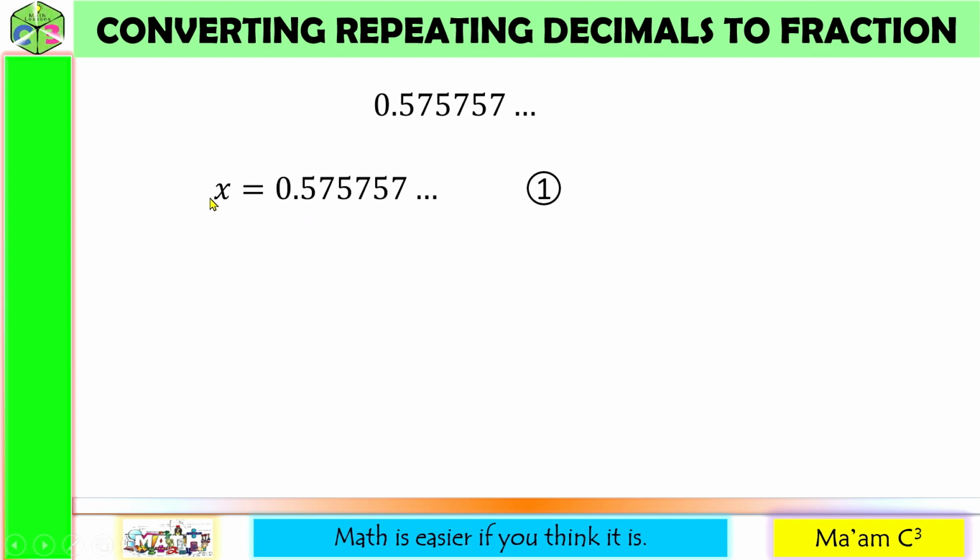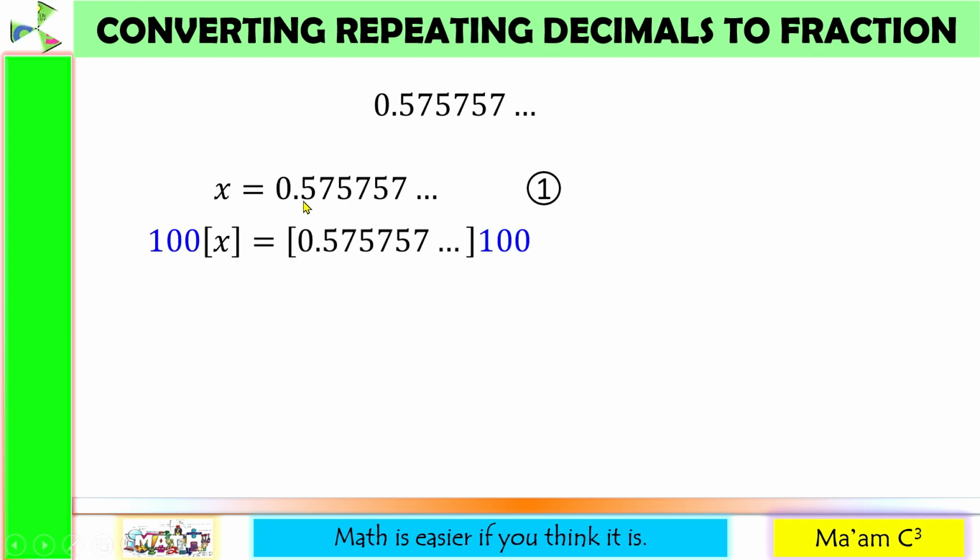So we're going to multiply both sides by 1 followed by 2 zeros. Because the length of the repeating decimal is 2, so multiply it by 1 followed by 2 zeros. That is 100. So 100 times x is 100x, and 0.575757 times 100 will be equal to 57.57. The decimal point here will just move 2 places going to the right, so it becomes 57.57. This is our equation 2.